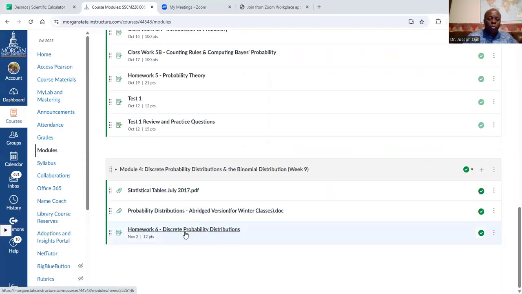And like I said, this is homework. When you click on this, it will take you to MyLab and Mastering, where you can begin the homework if you choose to start early. Now let us begin.